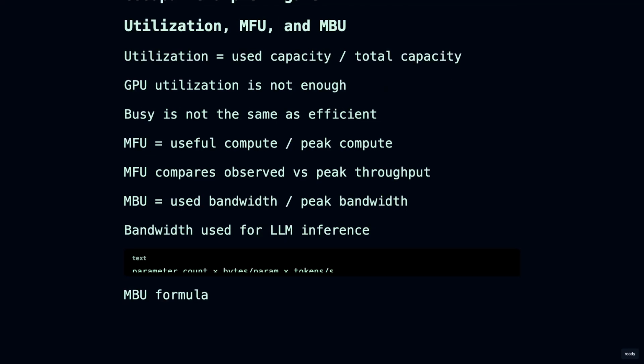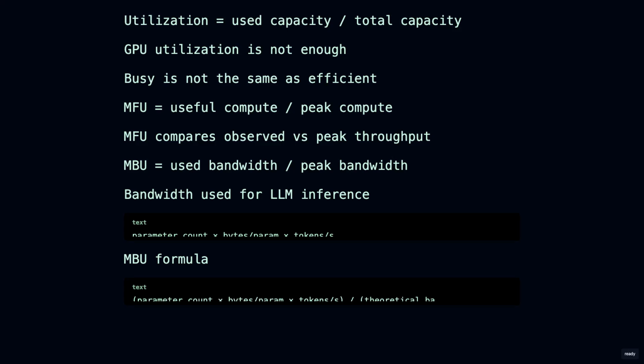Once you know the used bandwidth, you can compare it with the hardware's theoretical limit. That gives you a normalized utilization number. This formula turns bandwidth usage into a percentage of peak capability. It's the same idea as MFU, but for memory instead of compute.